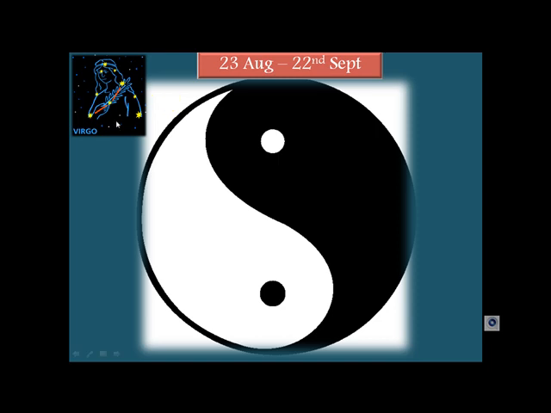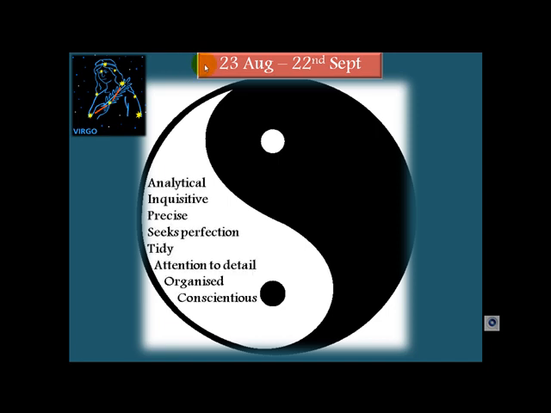Now, Virgo, the Virgin, 23rd of August to the 22nd of September. And the Virgos are very analytical, inquisitive, precise. They seek perfection, very tidy, attention to detail, organised, and conscientious. I forgot how to say that word. Now they can be quite critical, fussy, melancholy, picky, pedantic, and fear disease.